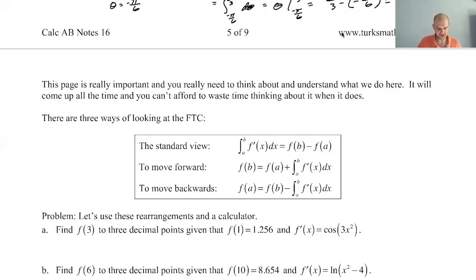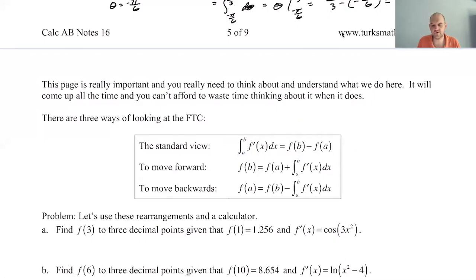All right, we're back. We're on page 6 of note 16. We're talking about the fundamental theorem, and in this particular page, my favorite way to use it. Because the fundamental theorem is essentially an equation, right? It's the definite integral equals F of b minus F of a. You can rearrange it in such a way that you can think of yourself as moving forward in time, or moving back in time.